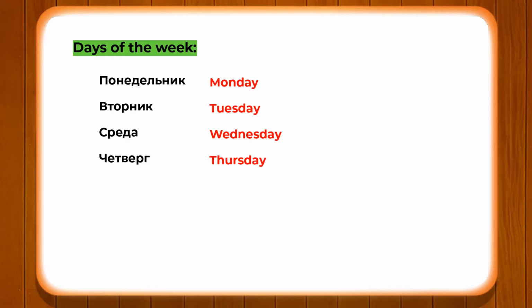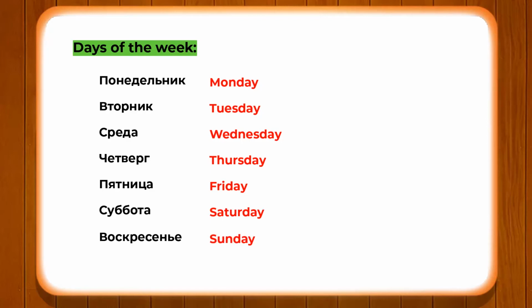days of the week. However, in our previous module we have discussed what the days of the week are, but in this one we are going to discuss them in detail. So please pay attention to the days of the week. Понедельник means Monday. Вторник means Tuesday. Среда means Wednesday. Четверг means Thursday. Пятница means Friday. Суббота means Saturday, and Воскресенье means Sunday.